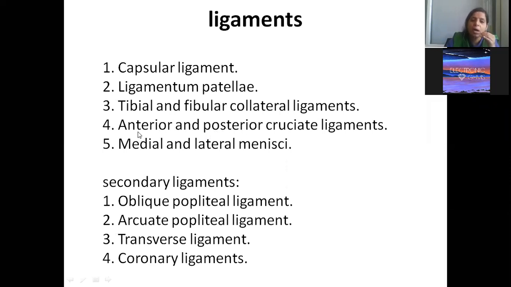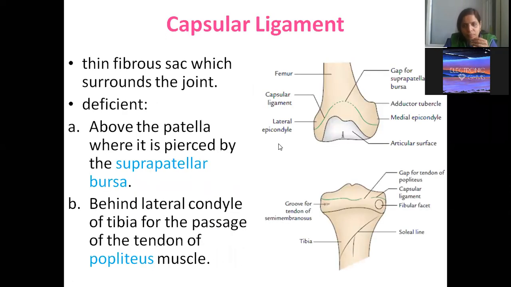We have anterior and posterior cruciate ligaments. Of course, very good pictures are there to make you understand. And the fibrocartilaginous discs, which surround the superior aspect of the condyles of the tibia, are the lateral and medial menisci. These are the major primary ligaments. Apart from that, we also have supporting ligaments like the oblique popliteal ligament, arcuate popliteal ligament, transverse ligament, and coronary ligament. So we will elaborate all these.